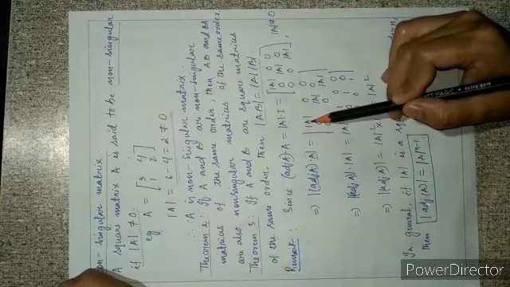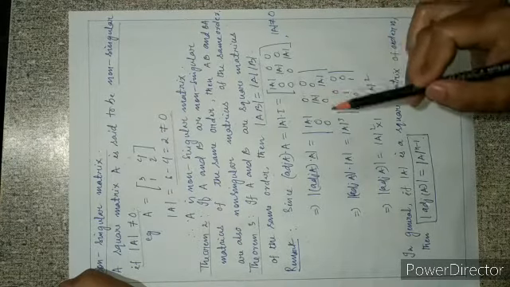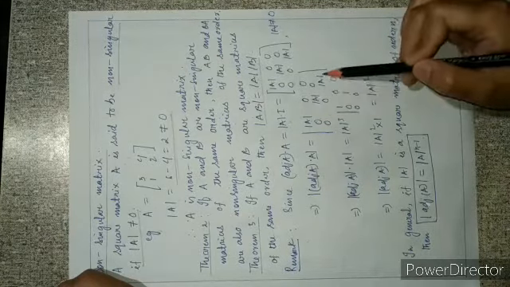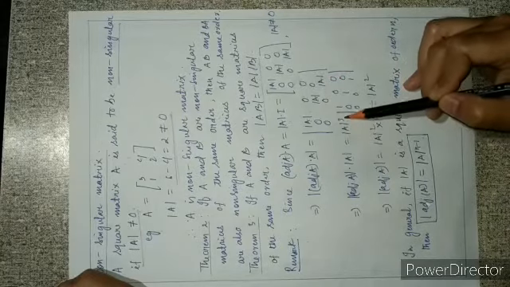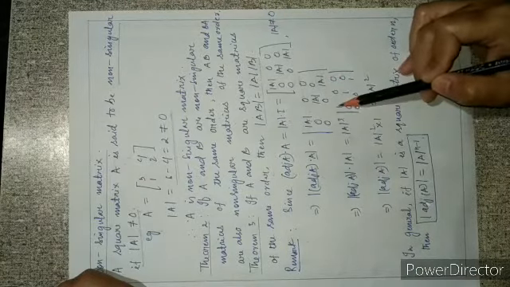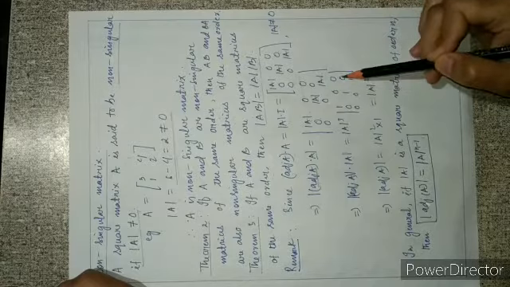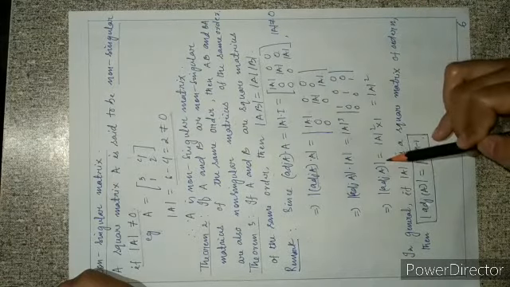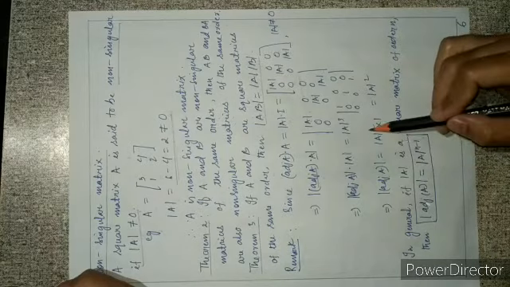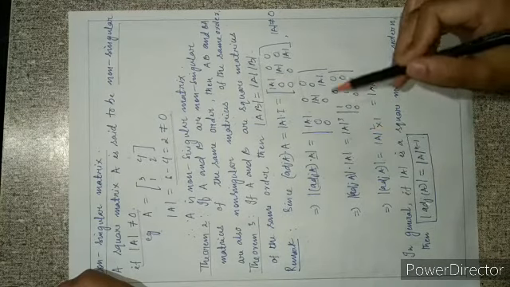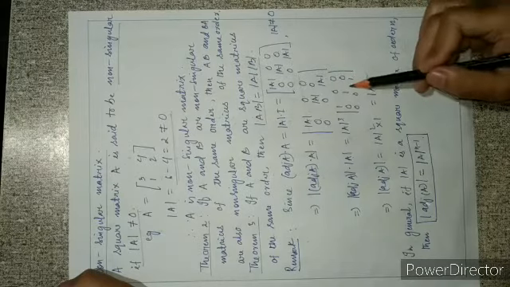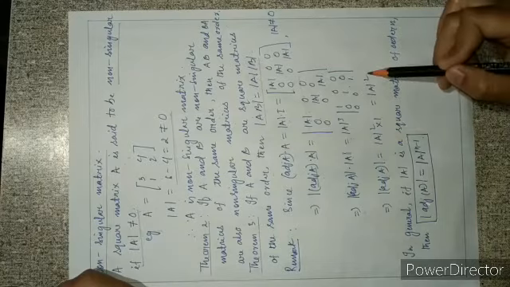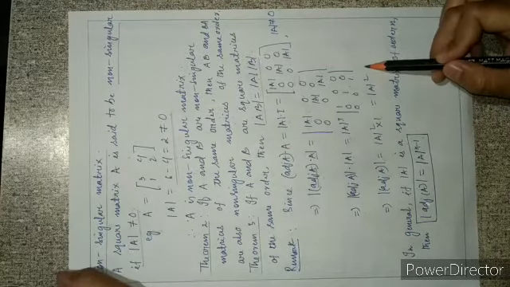Determinant of A is a real number which is common to the first row, second row, and third row. Taking determinant of A common from each row, we have determinant of A whole cube. The remaining elements are 1, 0, 0, 0, 1, 0, and 0, 0, 1. The determinant of this matrix is equal to 1. So 1 multiplied by determinant of A whole square.